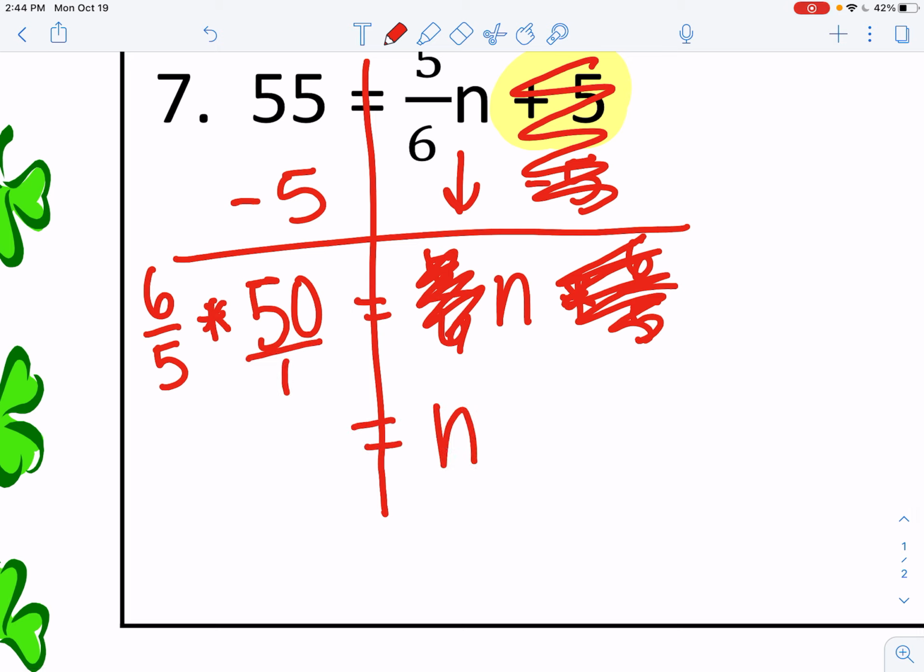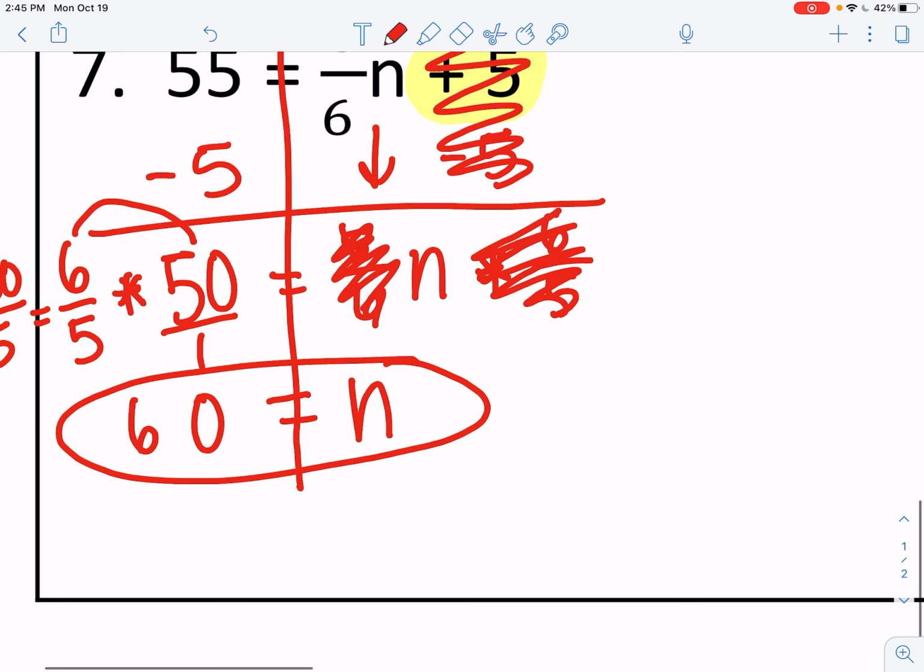Remember that you just put 50 over 1, or a whole number over 1, and then 50 times 6, that gives you 300, and then 5 times 1 is 5. And then if you divide 300 by 5, that gives you 60. So n equals 60.